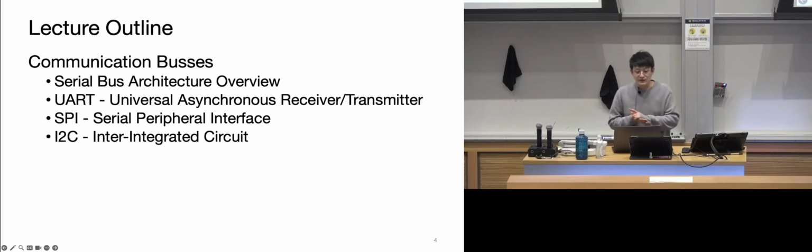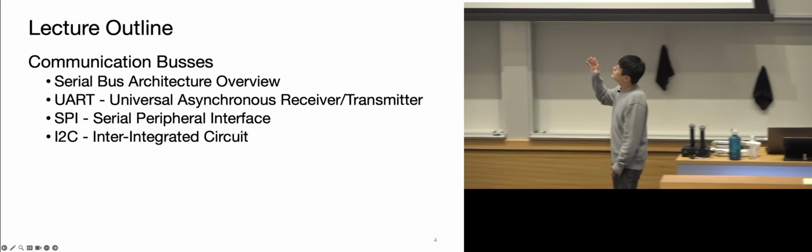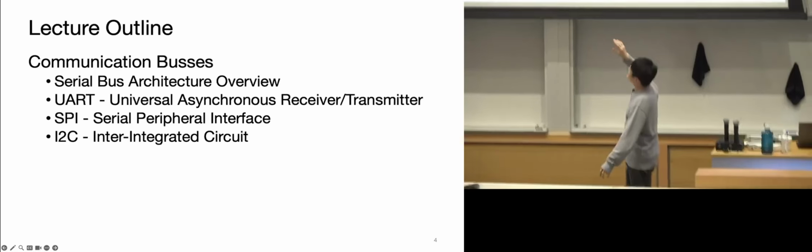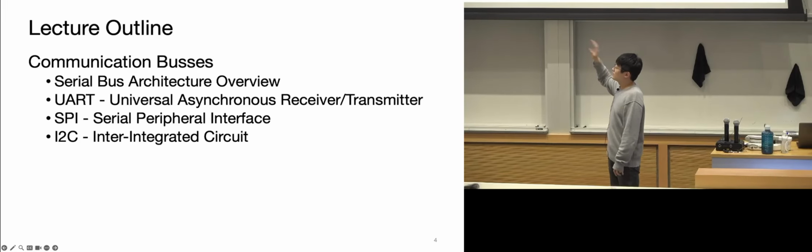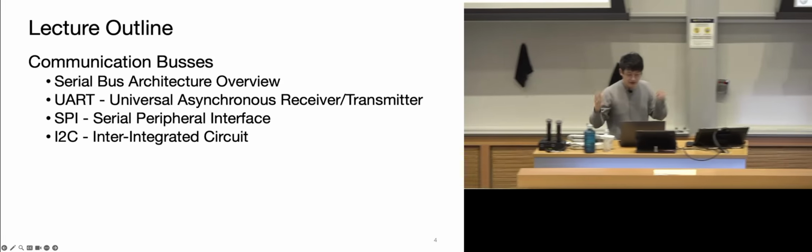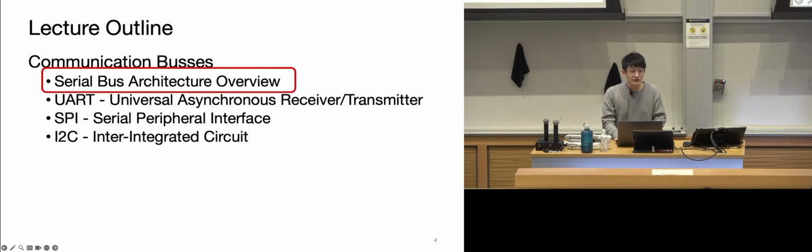Cool. So we're going to talk about the remainder of the class, talking about the communication buses. Generally, in the class, we're going to talk about these following four: the serial bus architecture, the UART. All of them are serial. The UART is one implementation of this, and for the next class or so, we're going to talk about probably the SPI and I2C, depending on how you want to call it. Let's start with a serial bus architecture overview.